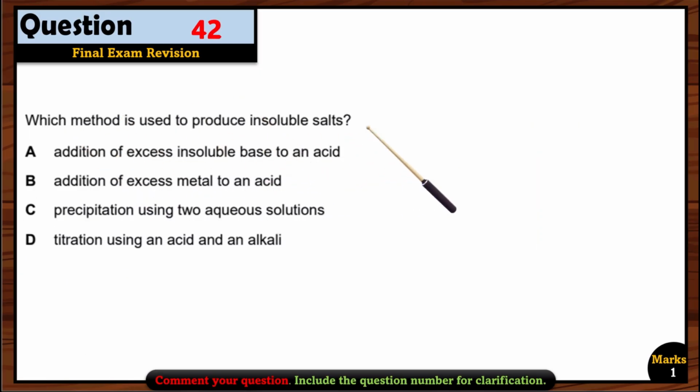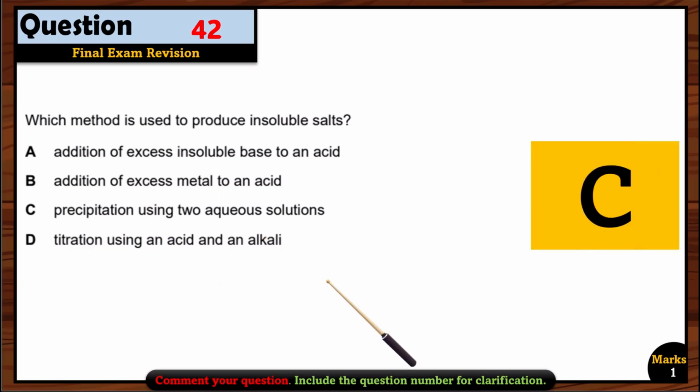Question 42. Which method is used to produce insoluble salts? To prepare insoluble salts, both the reactants should be soluble, right? So which method do we use? Adding excess insoluble base? No, wrong. Because if one is an insoluble reactant, then we cannot get an insoluble product, because they will not react. Addition of excess metal to an acid? Wrong. Not all metals can react with the acid. Okay, precipitation, yes, that is the right method, because the precipitation method is used to produce insoluble salts, in which we use two aqueous solutions. So C is the right option here.